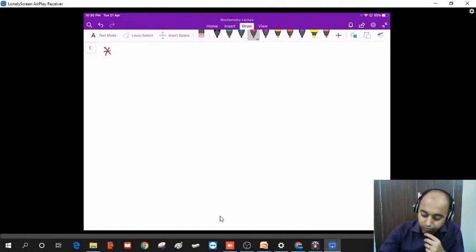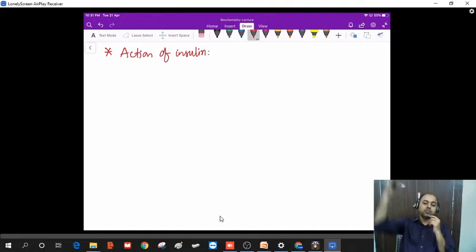For example, action of insulin, meaning which pathways are upregulated by insulin, which pathways are downregulated by insulin. We'll remember this by a table.